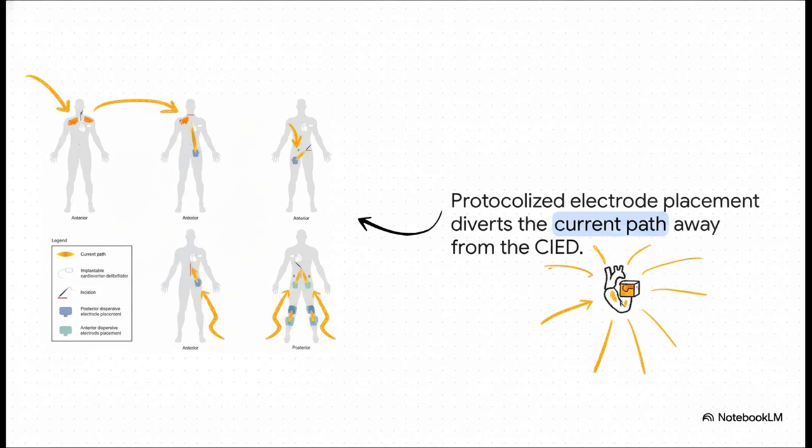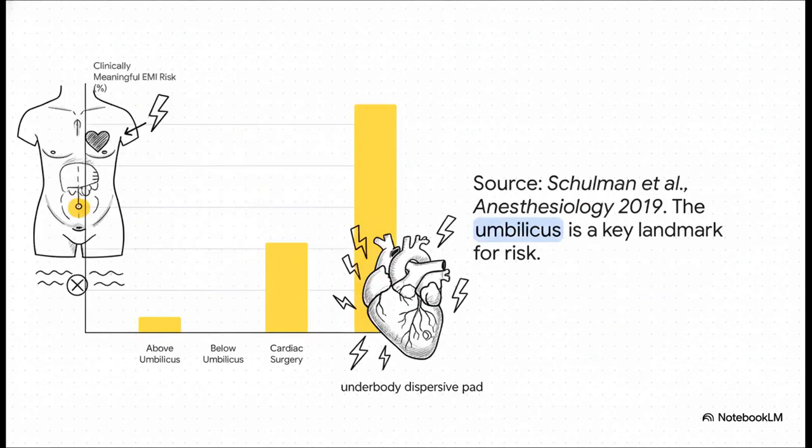For surgery up on the head and neck, look, the pad is on the opposite shoulder, keeping the current away from the chest. For abdominal surgery, the pads are down on the thighs. This isn't just slapping a pad on anywhere. It's a deliberate plan to minimize the electrical current flowing near that device. And what did they find?